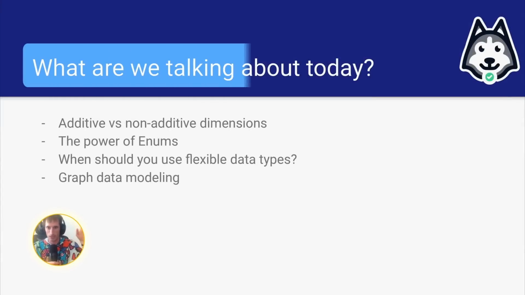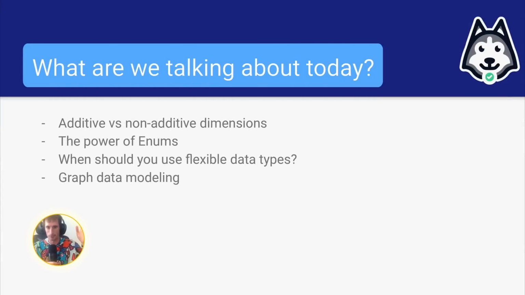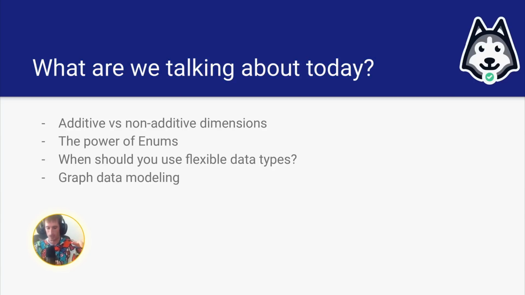Okay, so today we're going to be talking about a couple things here. We're going to be talking about additive versus non-additive dimensions, which is a perplexing little concept that I'm definitely going to help illustrate here. Then we also have the power of enums and enumerations. We covered a little bit about enums in day 1 and 2. Remember the scoring class, right?